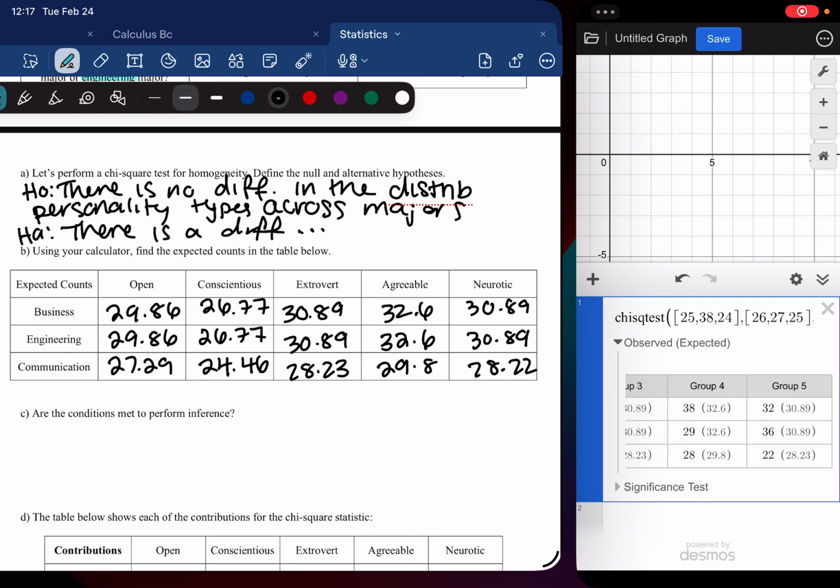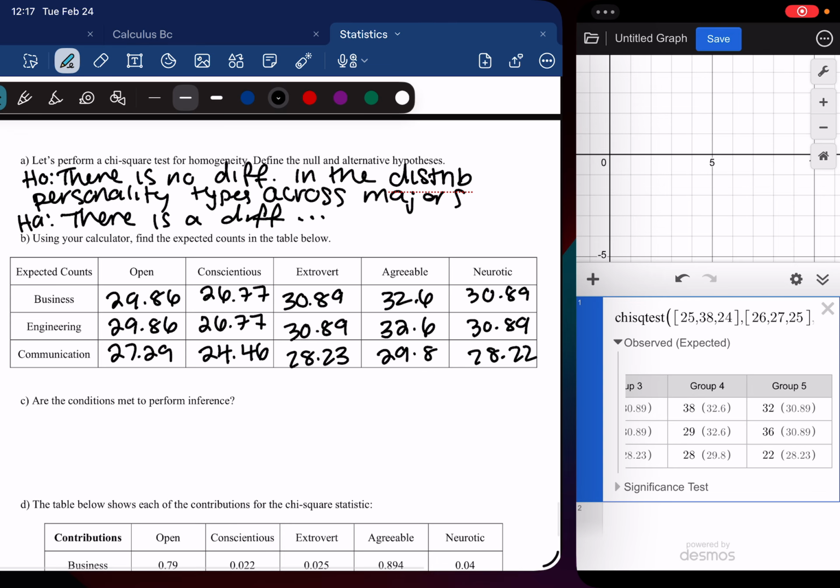Okay, did everyone get those same numbers? Okay. So ultimately what we just did on part A and part B was our communicate. Okay, our first C. Okay, we always do the hypotheses and the expected counts table.